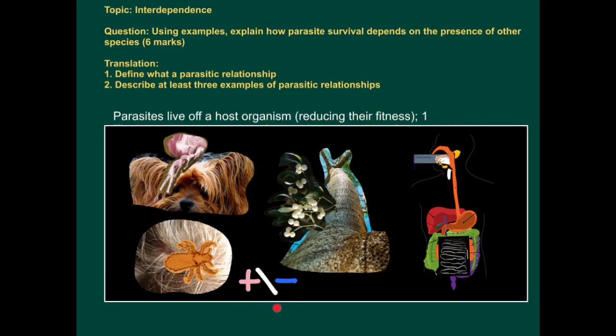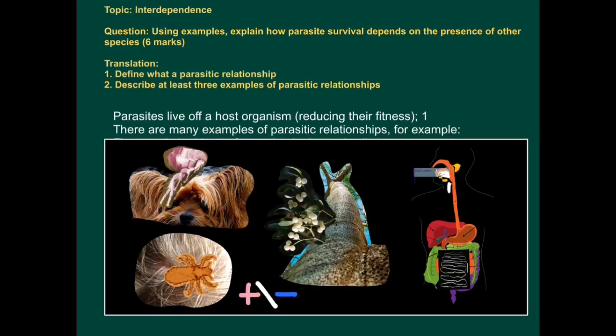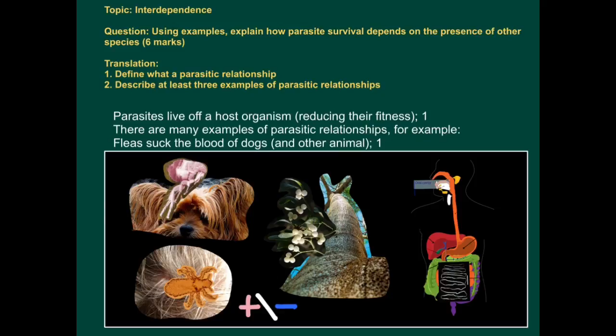So firstly, a parasitic relationship is one where the organism benefits, but the host suffers. So parasites live off a host organism, reducing their fitness. That would get you a mark. There are many examples of parasitic relationships, for example, and now we just list them.